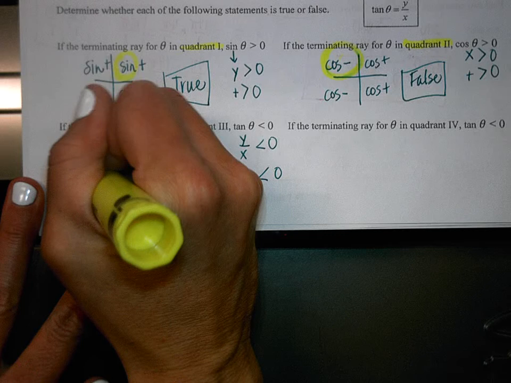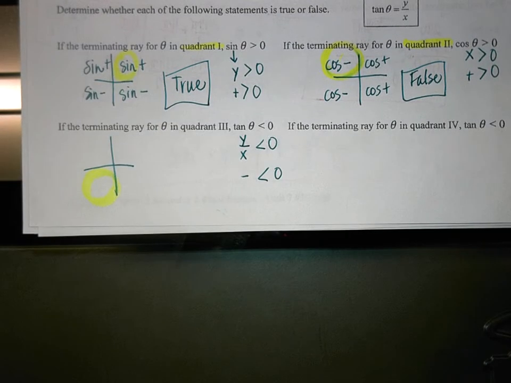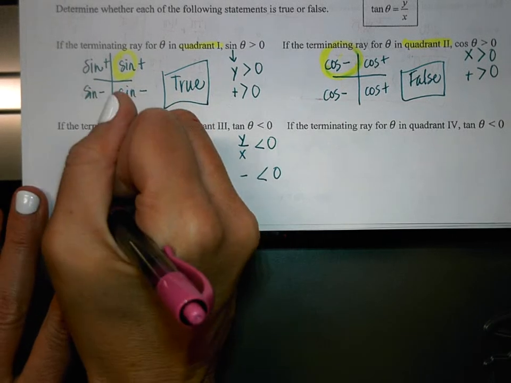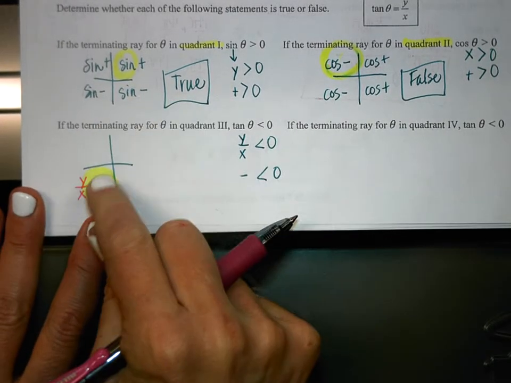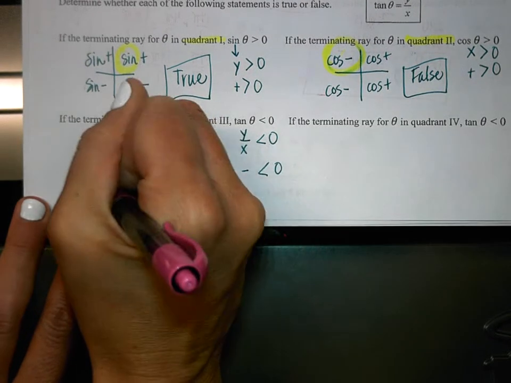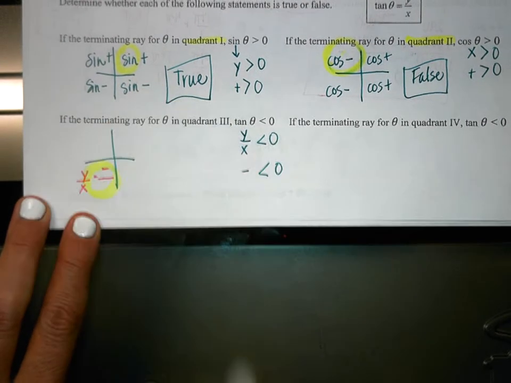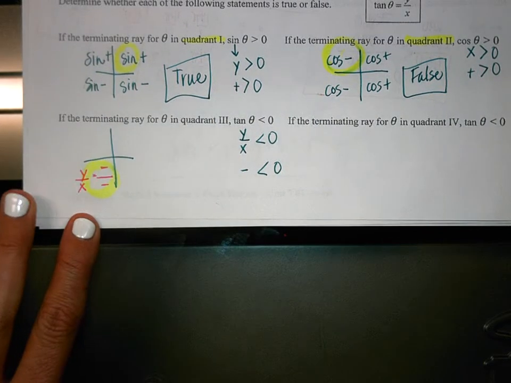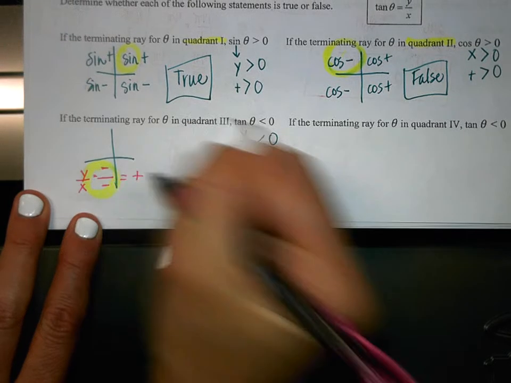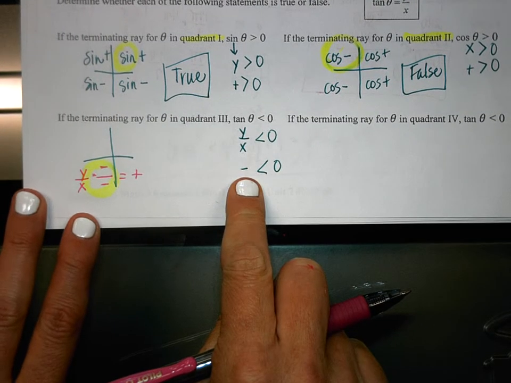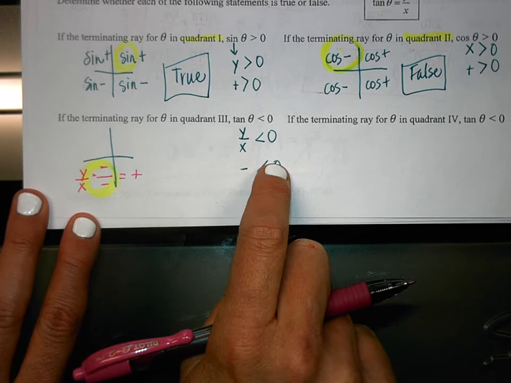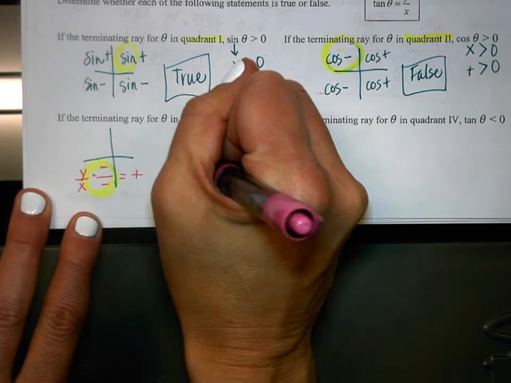Okay? So we're looking at this quadrant. Remember that it's y over x. In this quadrant, if we're looking at y over x, the y value is what? Negative. Divided by the x value is negative. And a negative divided by a negative actually makes a positive. And so this would then be false. A positive is not less than 0. So this is false. Okay, I'm going to give you another minute to try to figure out this one.